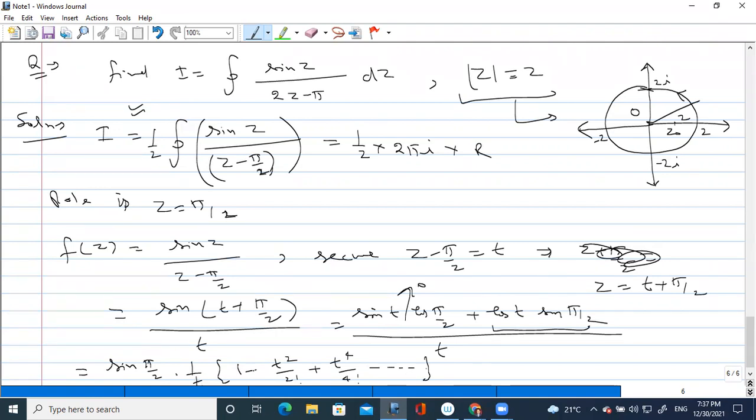Okay, so once you do 1 by t times this, the 1 by t term will give you the coefficient, and that coefficient is the residue. So b1 will be equal to sin pi by 2, and sin pi by 2 is 1. Okay, so this will be your residue. So now put in the answer. So I will be 1 by 2 into 2 pi I into 1, so answer is pi I. If you go directly with that, many students make the mistake, then the answer will be 2 pi I, and that is wrong.